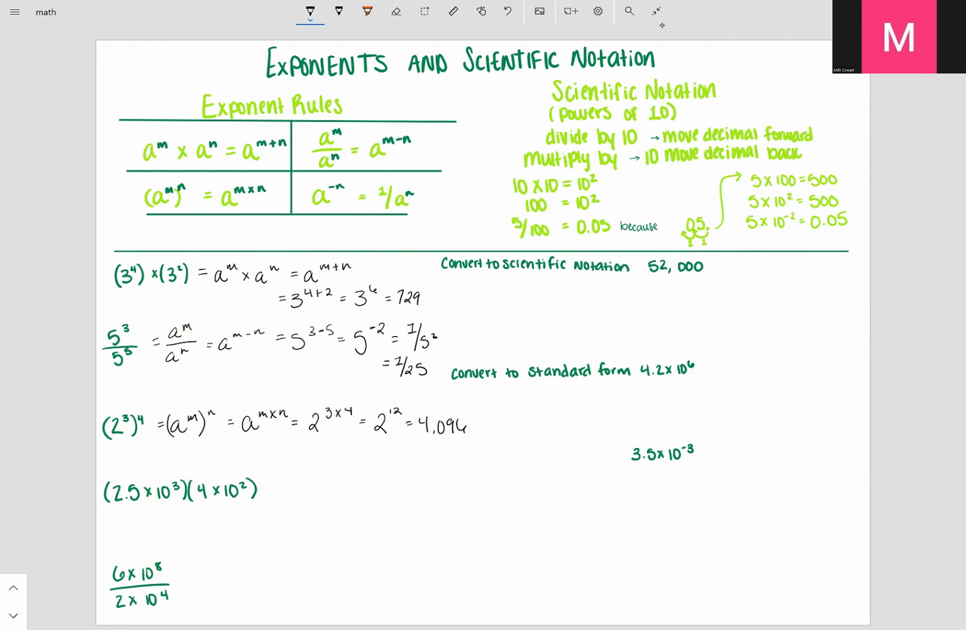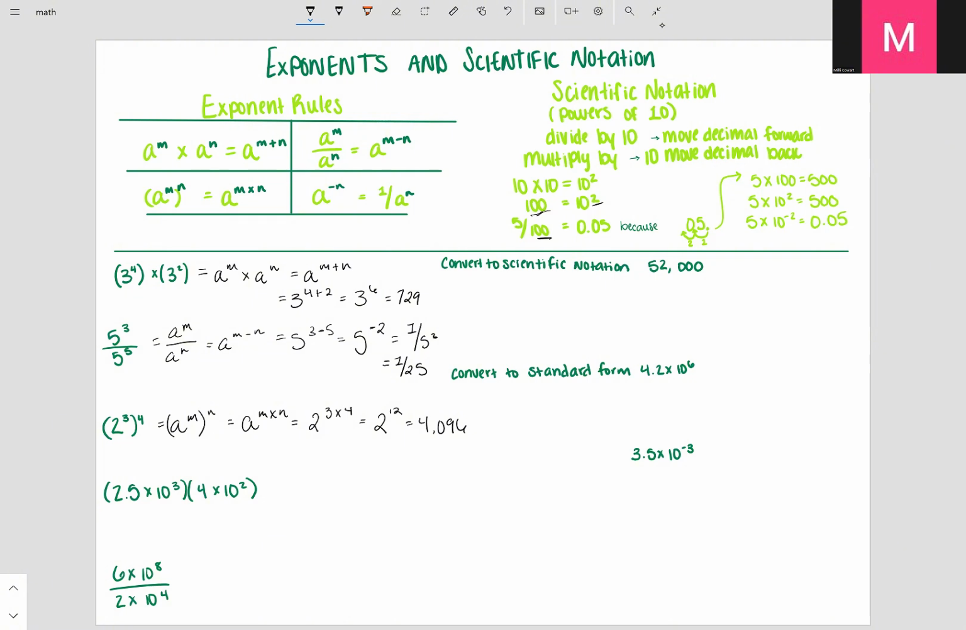So for scientific notation, remember that when we divide by 10, we move the decimal forward to make the number smaller. And if we're multiplying by 10, we move the decimal back to make the number larger. We have some examples right here. So 10 times 10 is 10 squared, and 100 equals 10 squared. So we have 2.5 divided by 100 is 0.05, because we move our decimal forward 2 places because we're dividing by 2 zeros.